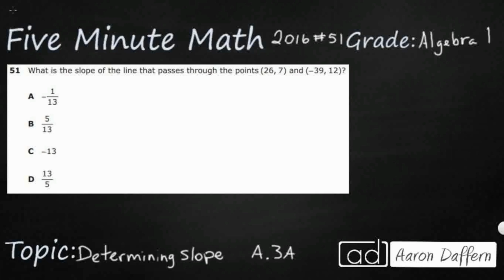So we have a line that's passing through 2 points. We simply need to find the slope of that line. Well, it's pretty simple. If we go back to our reference materials, we will actually see this equation. M equals y sub 2 minus y sub 1 over x sub 2 minus x sub 1.